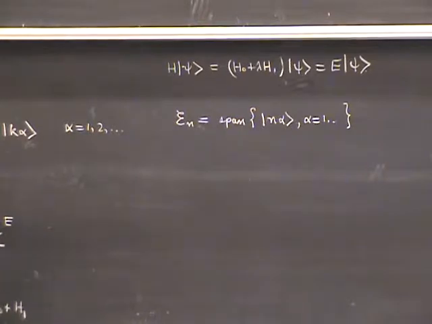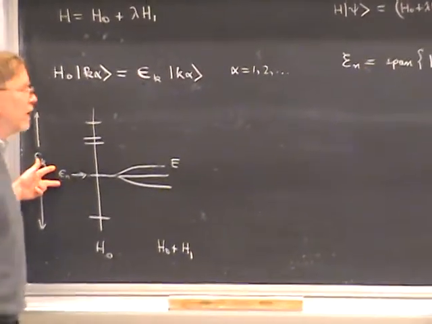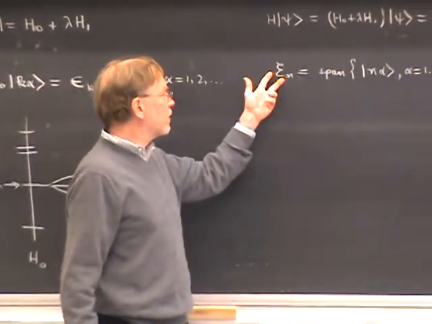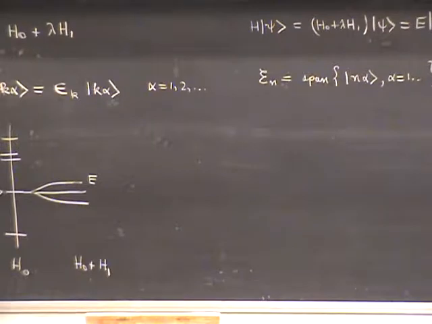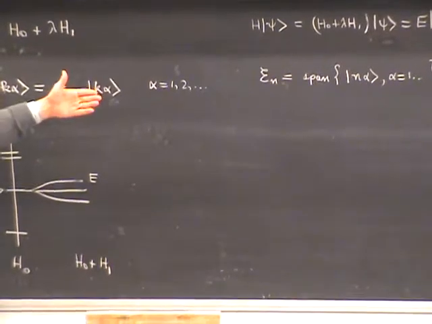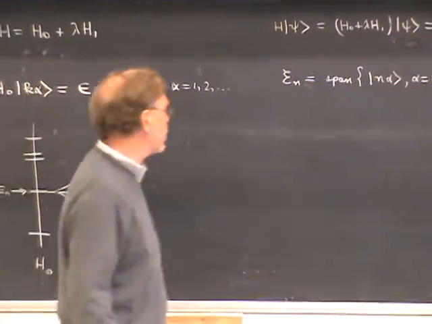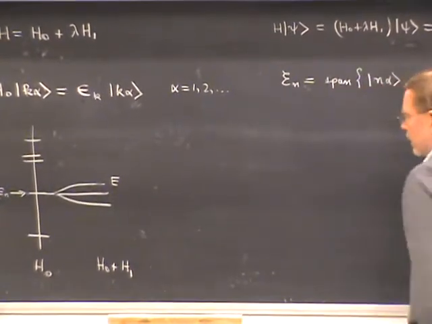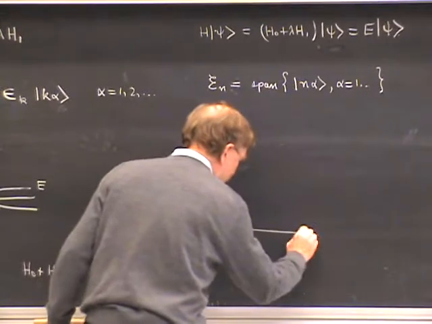By the way, when this E_n is multidimensional, we refer to degenerate perturbation theory. And when it's only one-dimensional, so the unperturbed eigenvalue is non-degenerate, then we refer to non-degenerate perturbation theory. I'll get into that in a little more detail later on. But for right now, I'm being general and assuming that E_n could be multidimensional, so we have degeneracies in the unperturbed system.